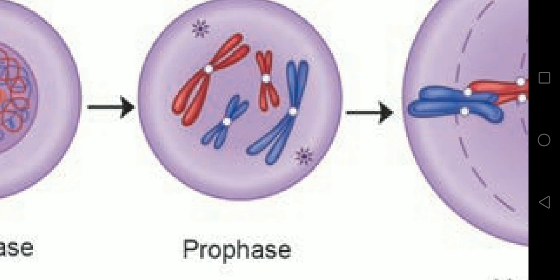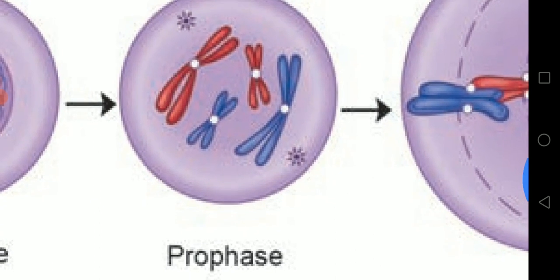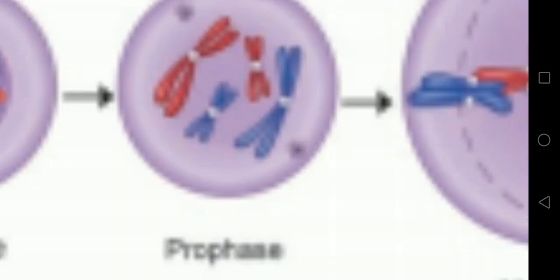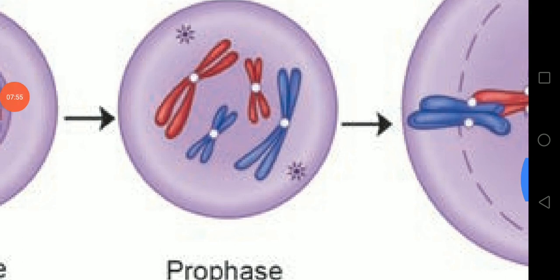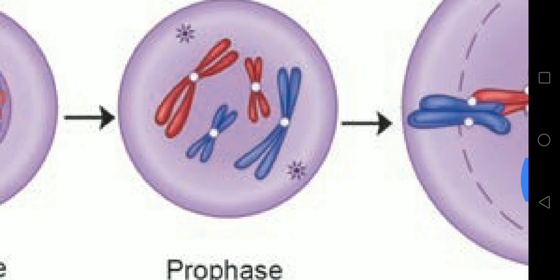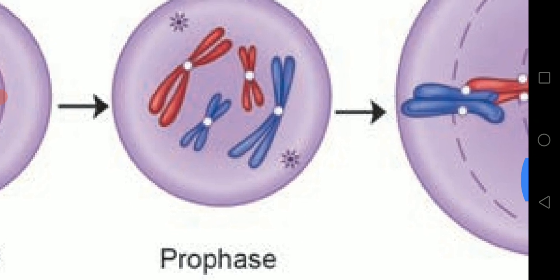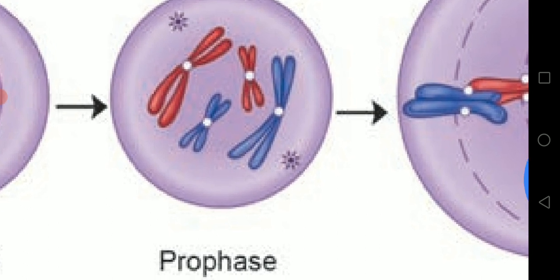The spindle fibers appear between the two centrioles. The dot-like structures here are where the spindle fibers are going to arise. The nuclear membrane and nucleolus disappear gradually, step by step.